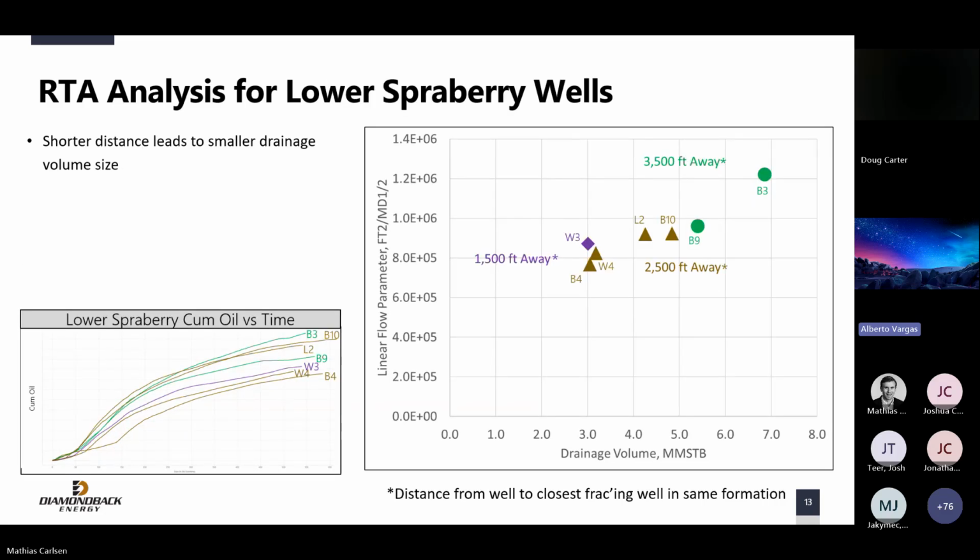This slide focuses on the wells landed in the Lower Siberian. It has the same setup of this plot with an addition of purple wells. So the green 3,500 feet, brown 2,500 feet, and purple 2,500 feet. If you look on the lower left, we get the cum oil curves. Essentially, we have a good agreement between this RTA and production.